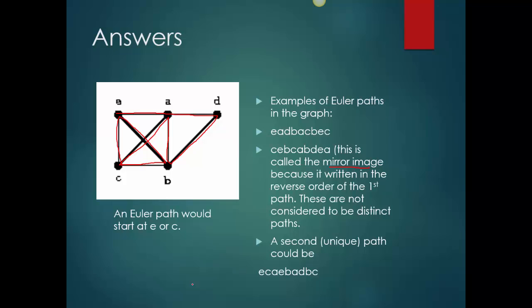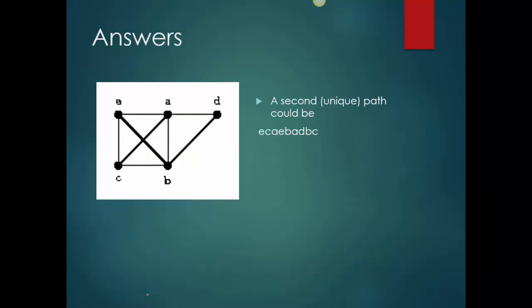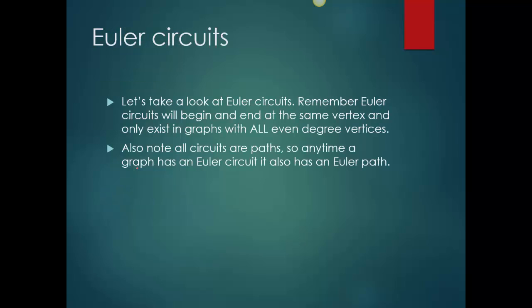So if you want something unique, here it is on the next one. I could go E, C, A, and then E, B, A, D, B, C. So I didn't just go in backwards order of the other one. There are, of course, other answers. Just always make sure when you're drawing it out or writing it out that you're using every edge at exactly once. So not at least once, it's exactly once.